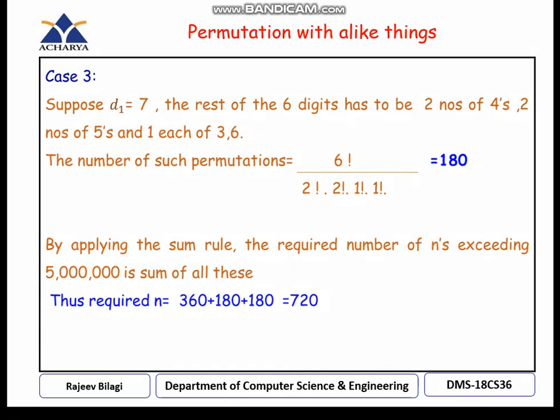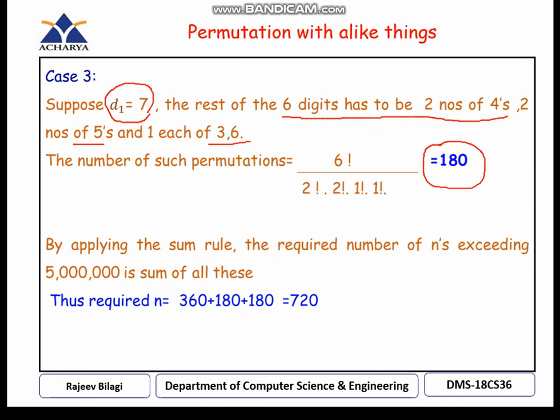When you write case 3, D1 is equal to 7. As in the previous two steps, the 6 digits have to be 2 of 4, 2 of 5, and 1 each of 3 and 6. The number of permutations here will be 6 factorial divided by 2 factorial into 2 factorial into 1 factorial into 1 factorial. So again that will give you 180. All these three cases are correct, and all of these give a number which is more than the required value.